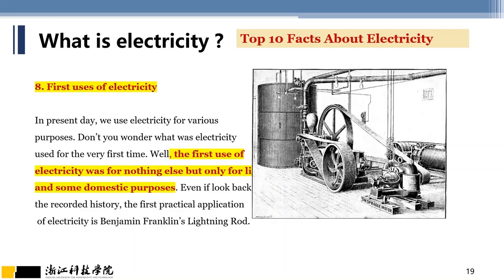And the eighth is the first use of electricity. In present day, we use electricity for various purposes. Do you wonder what electricity was used for the very first time? Well, the first use of electricity was for nothing else but living and domestic purposes. Even if we look back at the record history, the first practical application of electricity is Benjamin Franklin's lightning rod.